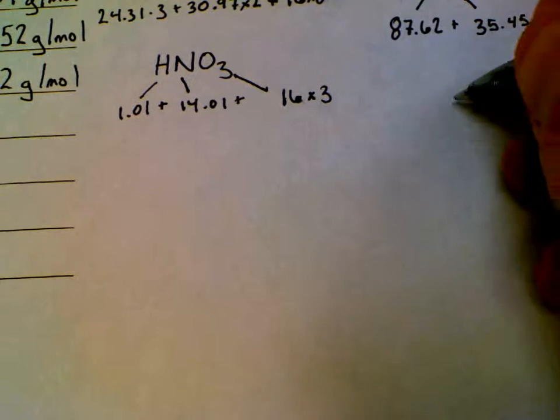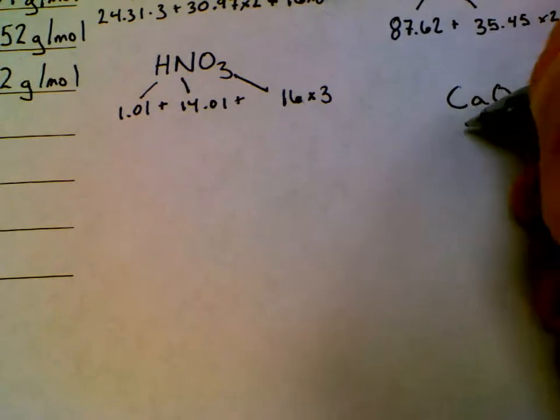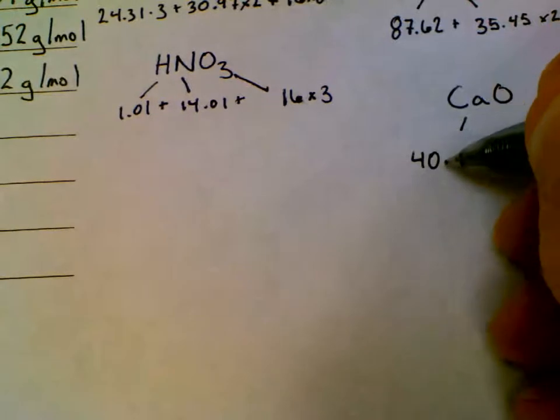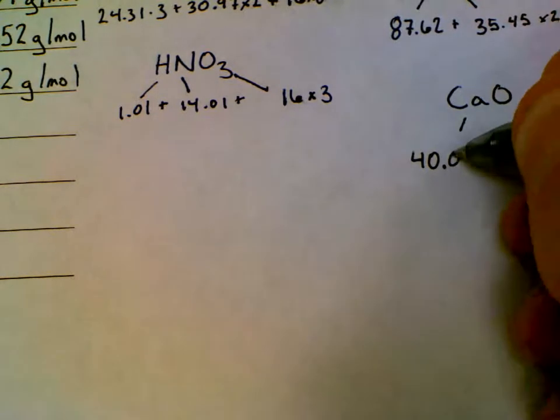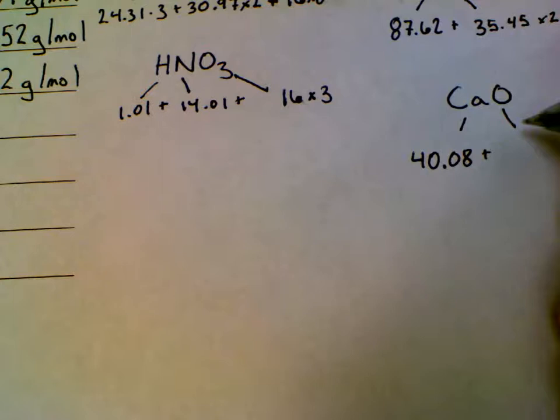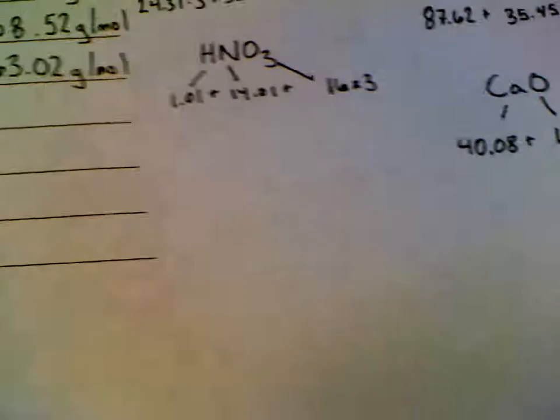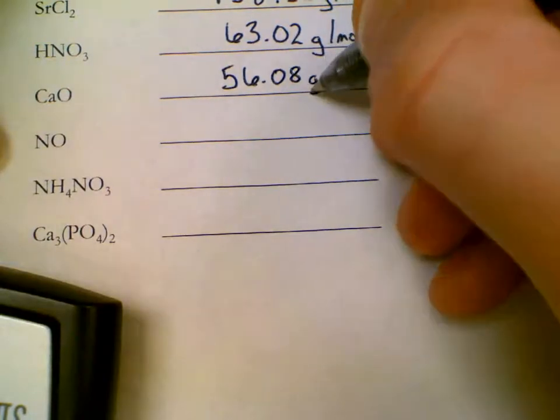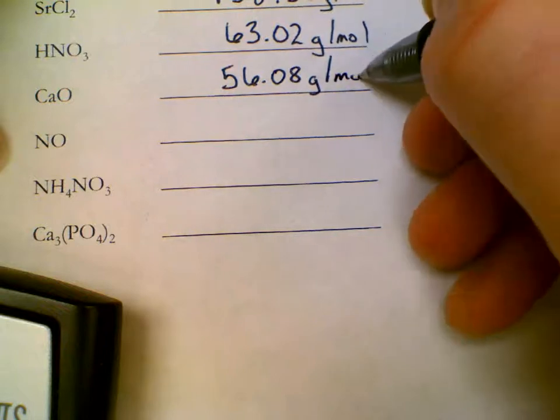Let's see the answer. Next problem is calcium oxide. So I'll write the work down. Periodic table says that calcium weighs 40.08. And oxygen we've used a number of times is 16. 40.08 plus 16 gives me 56.08 grams per mole.